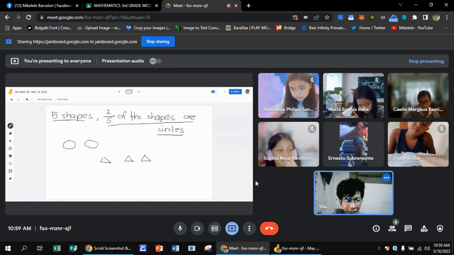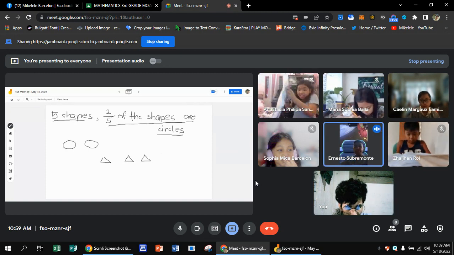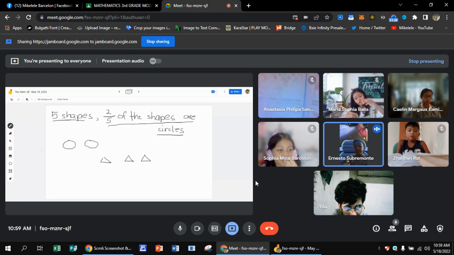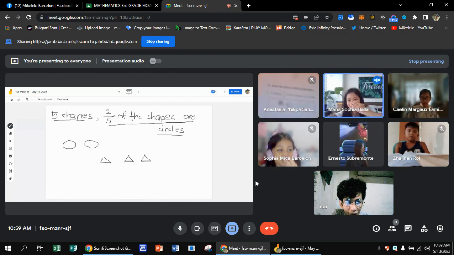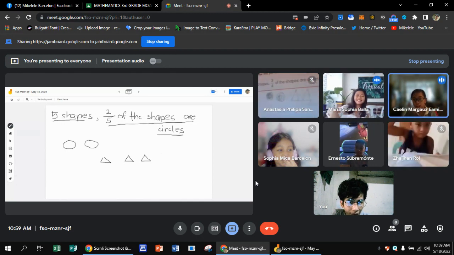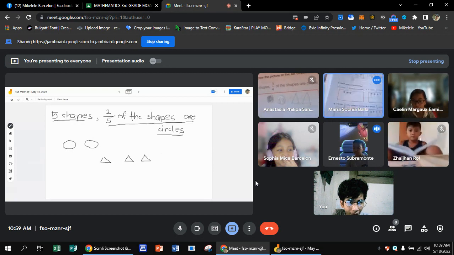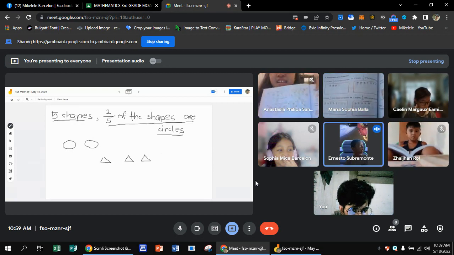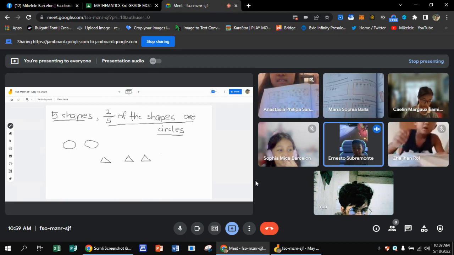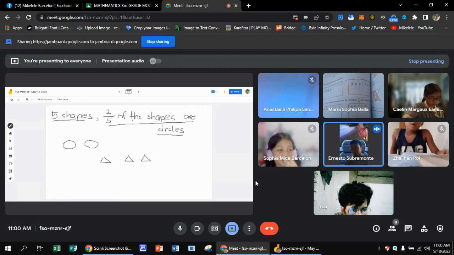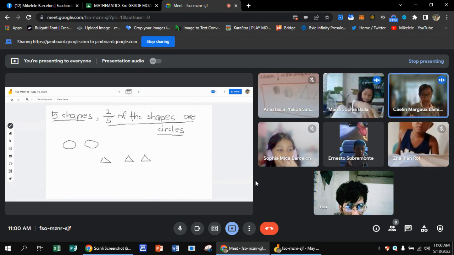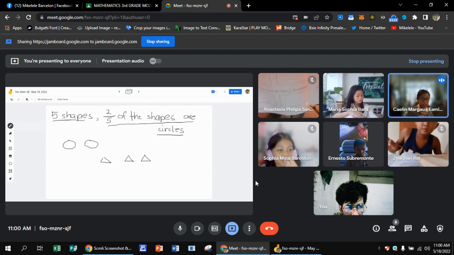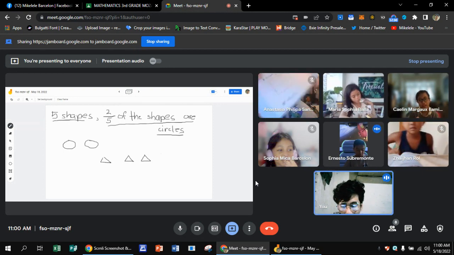Teacher, any shape is okay as long as there is one. I didn't do any shape, teacher. Is a square possible? Yes, that's possible. Teacher, in number 8, we need to write squares.